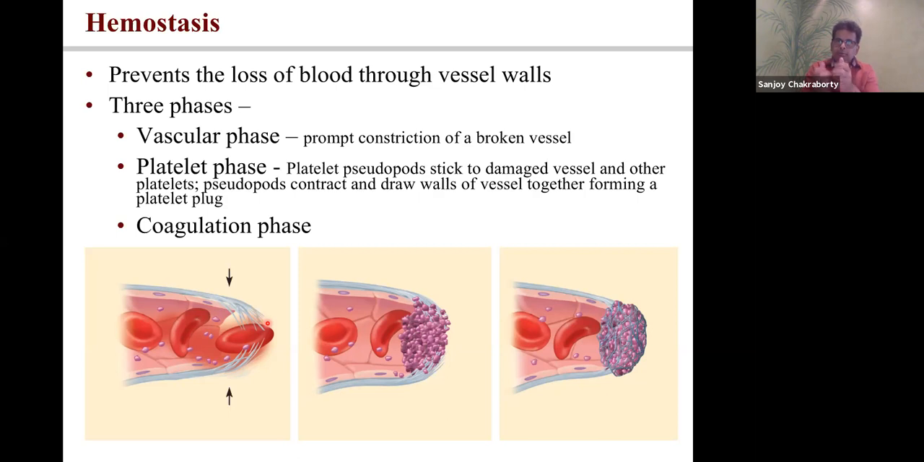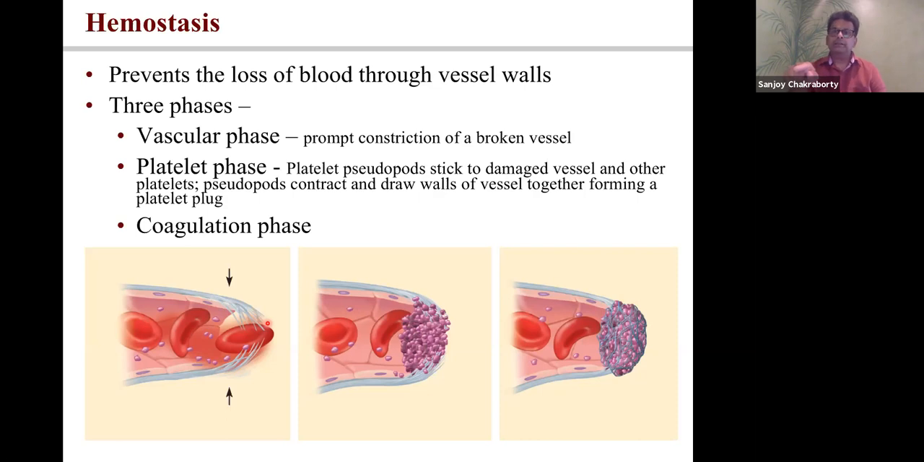As soon as the blood is coming out, that vessel will constrict, squeeze. There are chemical reactions that allow the vasoconstriction. That's called the vascular phase. That will minimize the loss, but only for a limited amount of time, because it's going to go back to normal again.